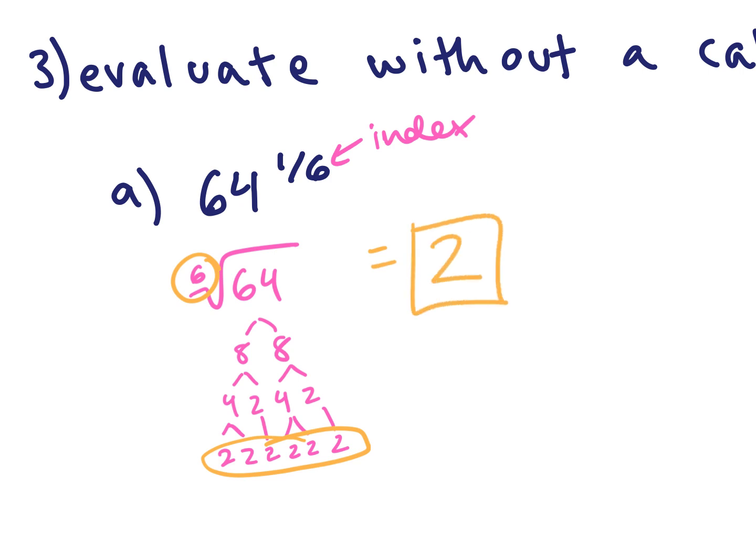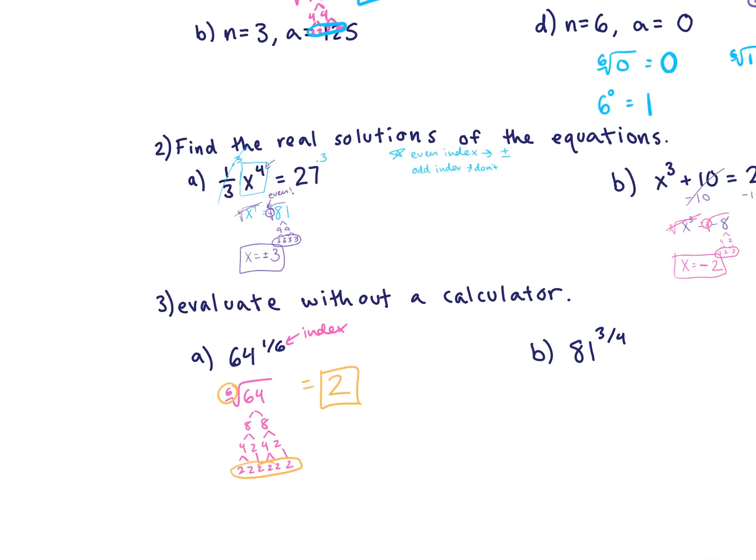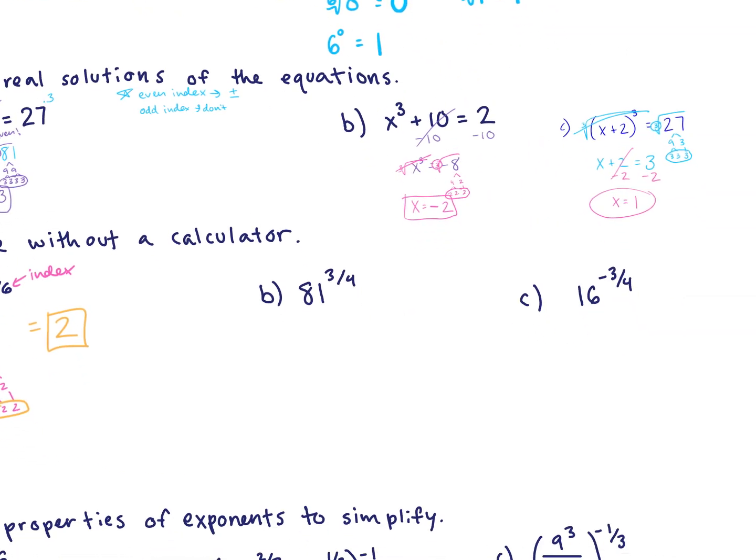Just regular. So you only put plus or minus when you're solving, when you have equal signs. So only for this question, when you have x in the question. All right, let's look at B.